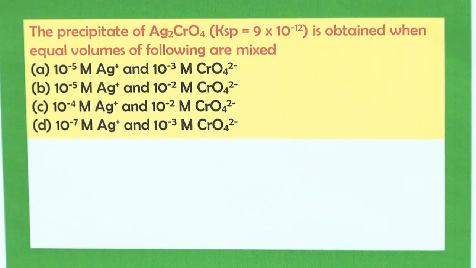The next question is, the precipitate of silver chromate, whose Ksp value is given as 9 into 10 to the power minus 12, is obtained when equal volumes of the following are mixed.